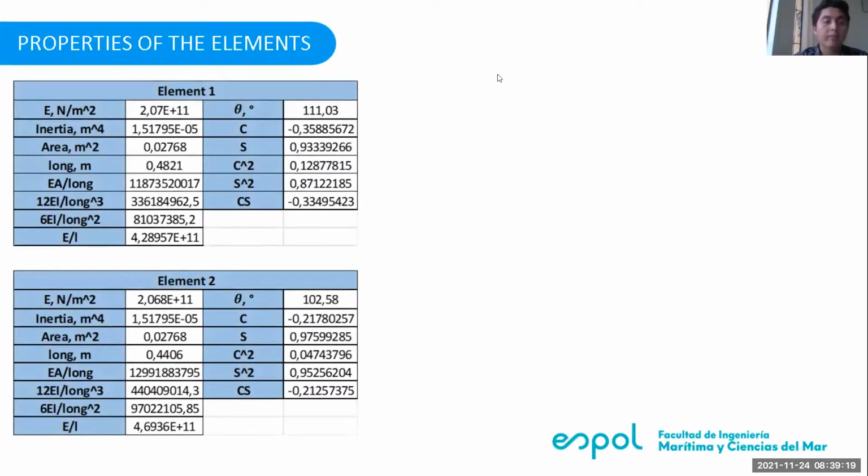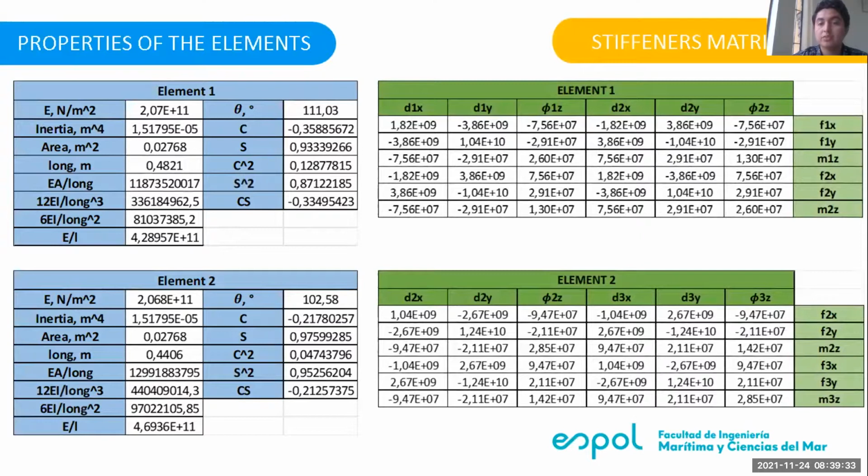Then we have the properties of the elements. As we can see, it's very important to calculate the inertia for all elements of the beam, because it's needed to calculate the stiffness matrix that we can see and use for the global matrix. Then we have the stiffness matrix for each element.